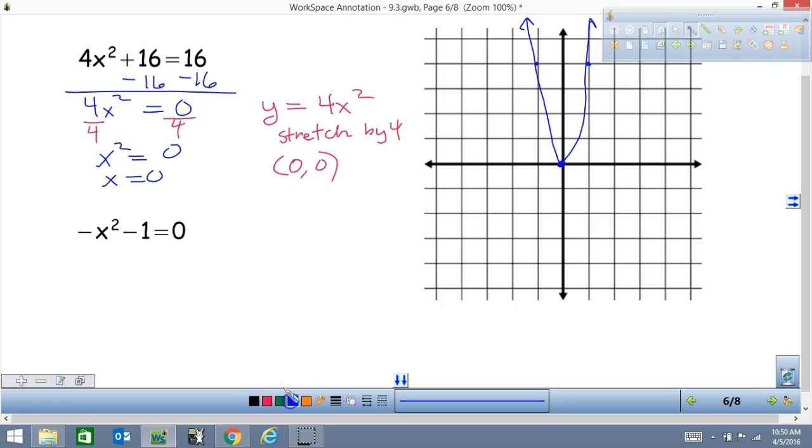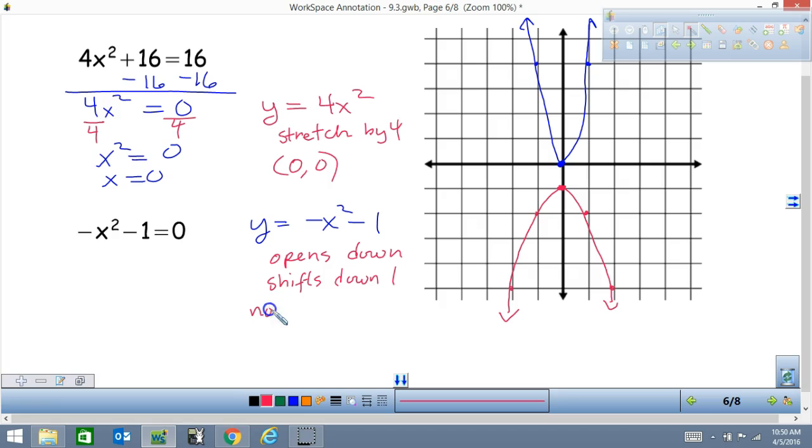In the second example, the related parabola is y equals negative x squared minus 1. That's a parabola that opens down and shifts down 1 unit. So this parabola has a y-intercept at 0, negative 1, and opens down. This has no x-intercepts. That means the equation will have no solutions.